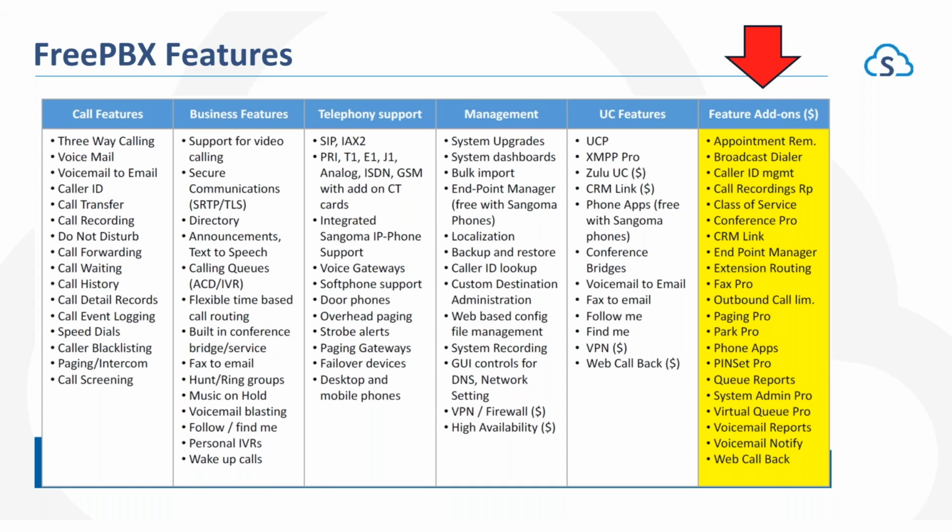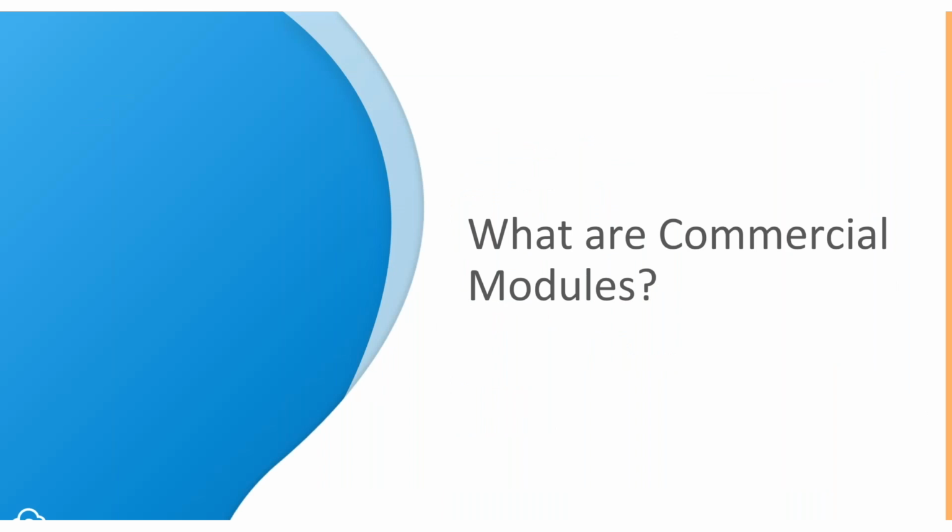If you go to freepbx.org, you can download the software for free with nearly all the functionalities that are here in white, free out of the box. You see some dollar signs next to some. They are part of a feature add-on. And as you can see, the yellow part, that is what we are going to talk about today. So we're going through nearly all of the commercial modules that we have on offer.